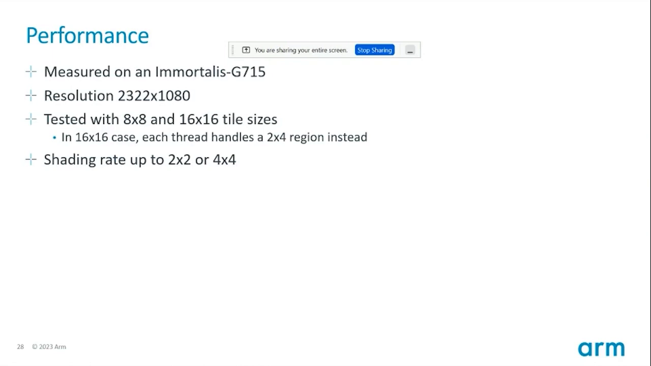We tested using both 8x8 and 16x16 tile sizes. One important thing to notice there is that when using the 16x16 tile sizes, we also have to modify our compute shader that generates the attachments a bit so that we still get the optimal workgroup assignment and are able to use subgroup operations to share the data across the workgroup. We also tried limiting our shading rate to 2x2 or going all the way up to 4x4.